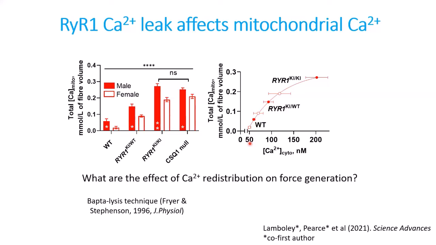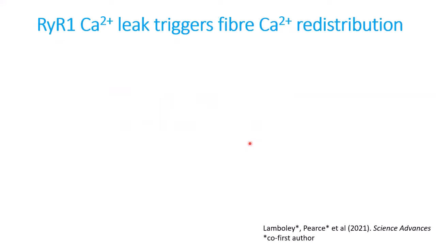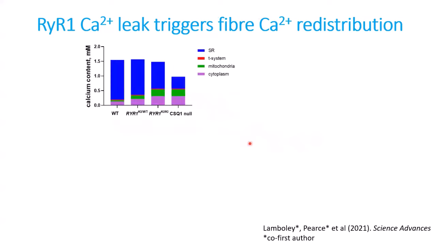So what are the effects of calcium redistribution on force, and how does this redistribution look in the total fibre? Here are our results from the SR, the mitochondria, and the cytoplasm. We also know what's in the T system. If we look at the wild type and the RyR knock-in mice, we get about the same total amount of calcium in the fibres. What's changing is the distribution of calcium inside the cells.